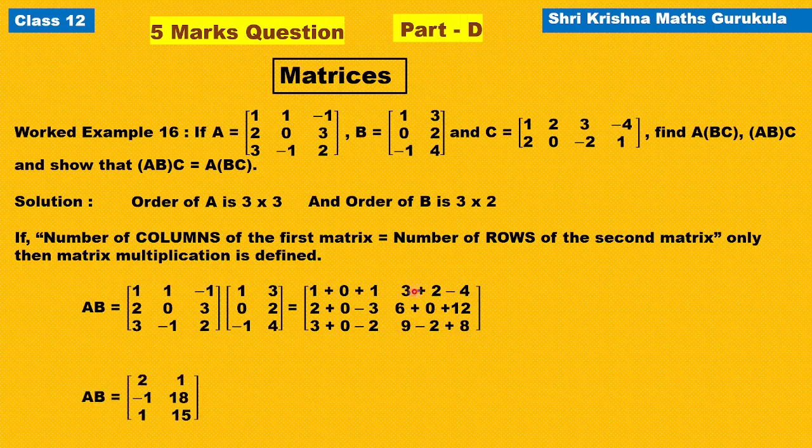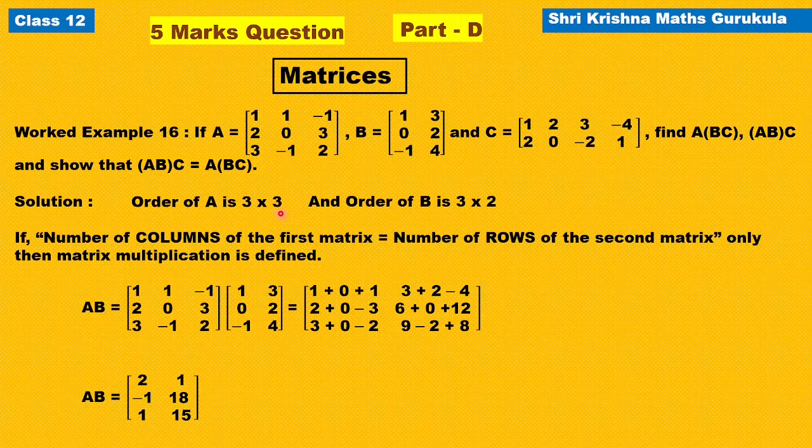Now we'll simplify this. 1 plus 1 gives us 2. 5 minus 4 gives us 1. 2 minus 3 gives us minus 1. Then 6 plus 12 gives us 18. Then 3 minus 2 gives us 1. Then 7 plus 8 gives us 15. So this is matrix AB. Is this clear? We considered two matrices. We multiplied them. The result is also a matrix, which is matrix AB.